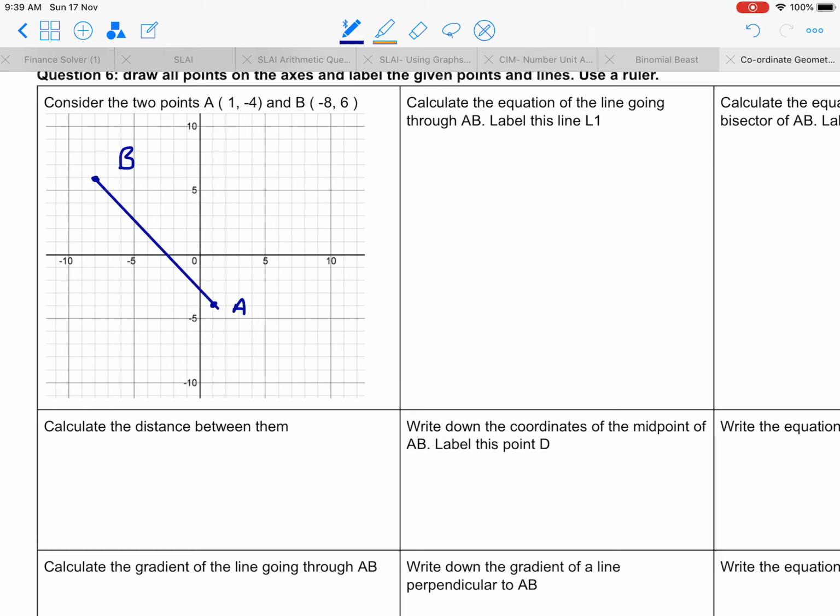Okay. And the idea is that the straight line just doesn't stop there. It kind of keeps going beyond A and B. And then we've got this continuous line that goes on forever in both directions. And then let's calculate the distance between them.